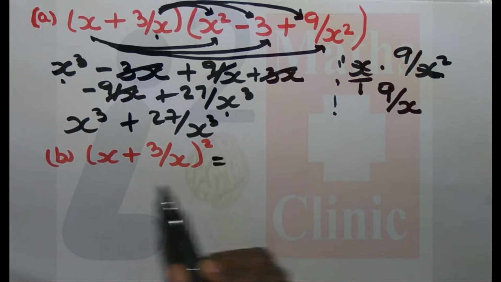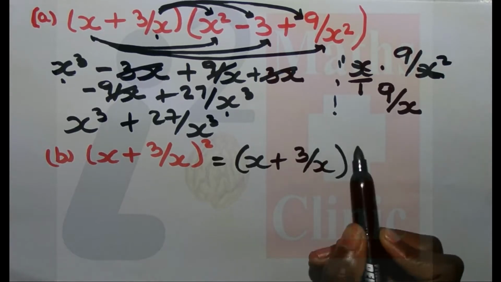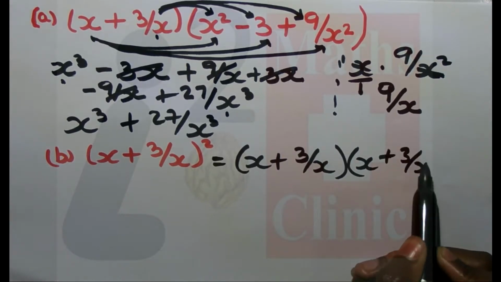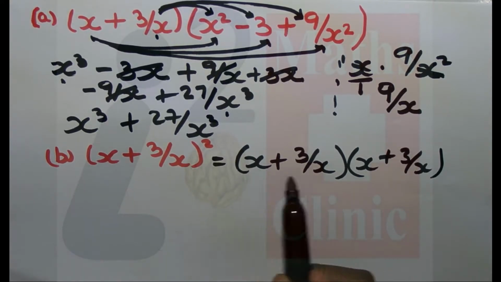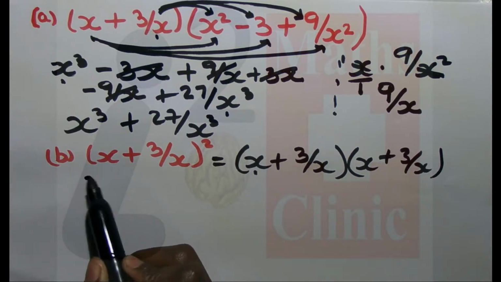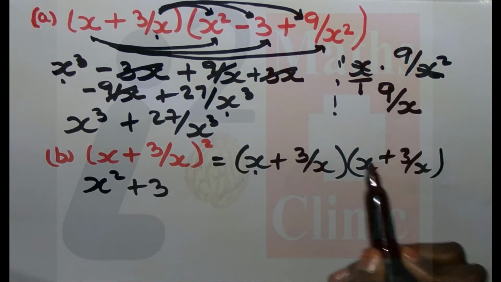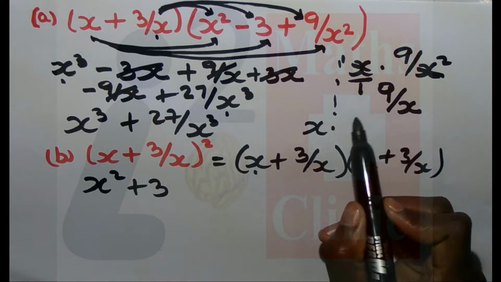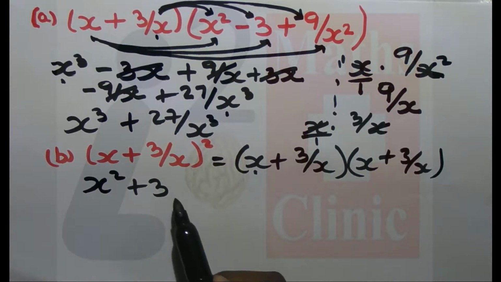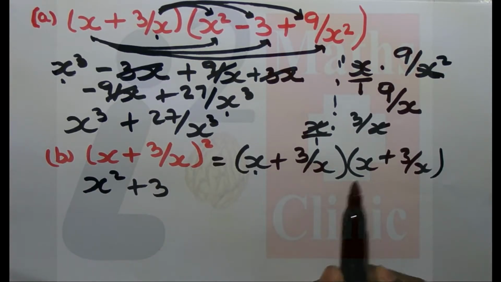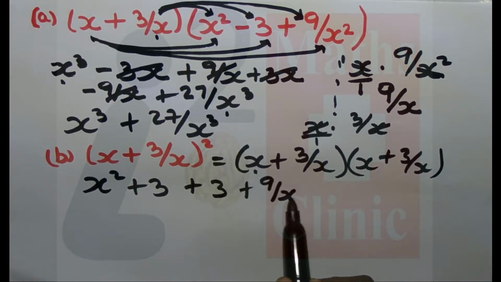Now the same thing applies here: x plus 3 over x, with two brackets, and we multiply them. So x times x is x squared. X times 3 over x is 3, again the same thing, we cancel the x. And then 3 over x times x is a positive 3. And then 3 over x times 3 over x is 9 over x squared.